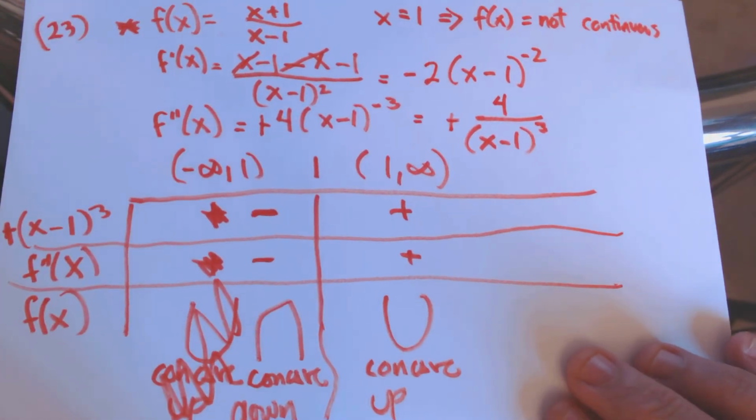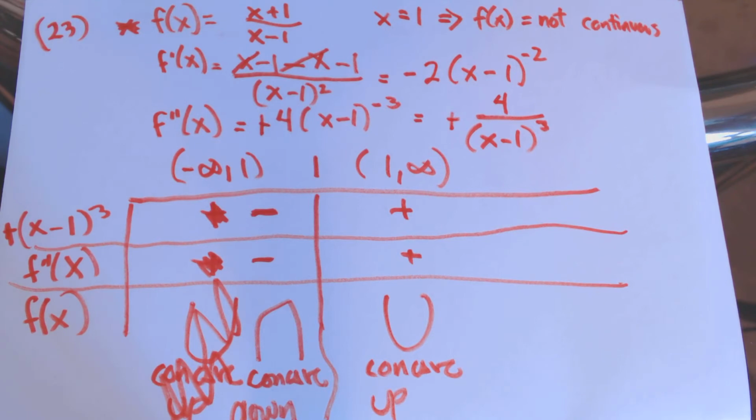from 1 to infinity. So again, we don't have a point of inflection because the function is not continuous at x equals 1, but we can identify that the function is concave down from negative infinity to 1 and concave up from 1 to infinity. And we are done with this problem.